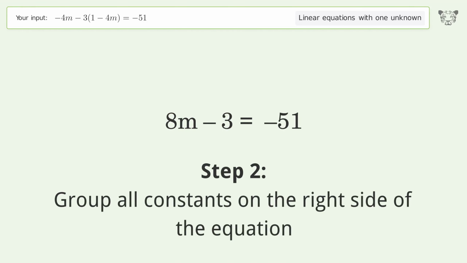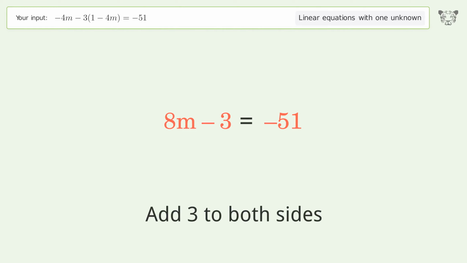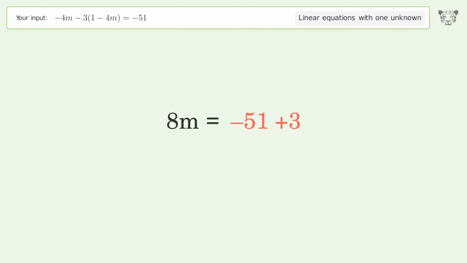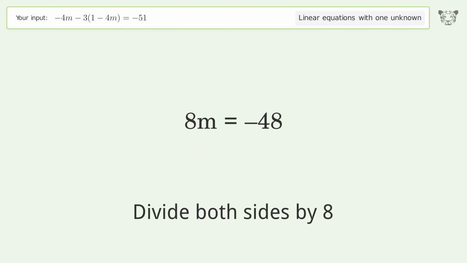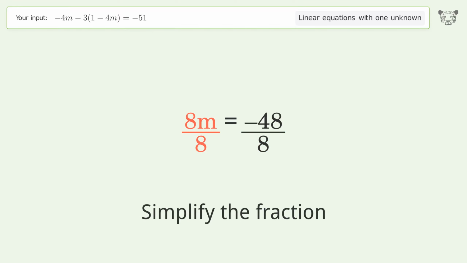Group all constants on the right side of the equation. Add 3 to both sides. Simplify the arithmetic. Isolate the m. Divide both sides by 8. Simplify the fraction.